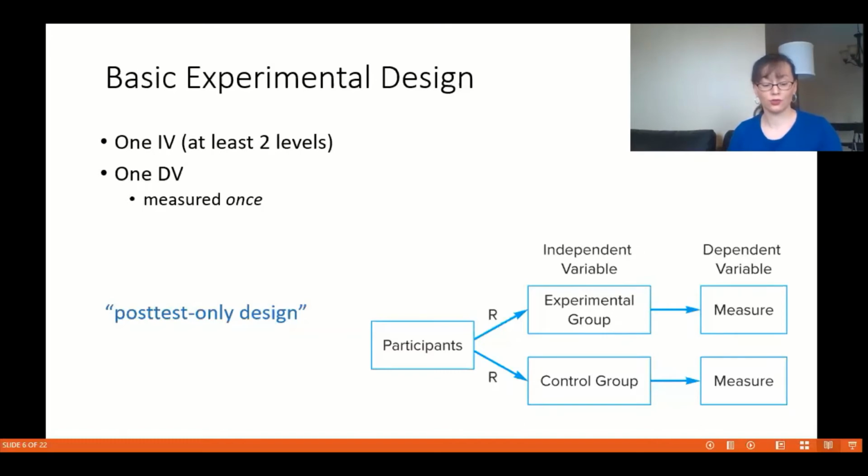And if we've controlled for any potential confounding variables, if it's true that the only difference between our groups is our independent variable, that manipulation, then after we've done our post-test only design, we can draw a cause-effect conclusion between the independent variable and the dependent variable.